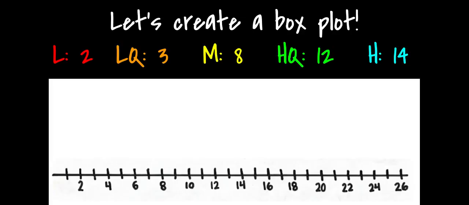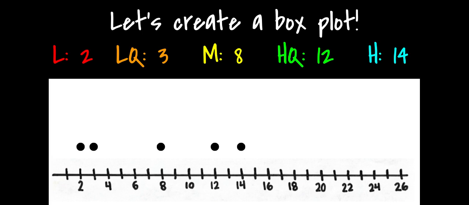Let's create a box plot. We have our 5 answers, so we will have 5 dots. On our number line, our dot does not go directly on the number line. It kind of floats above it, like this. I plotted the low extreme, which is 2. See how it's floating? Let's plot our low quartile, which is 3, our median, which is 8, our high quartile, which is 12, and our high extreme, which is 14.